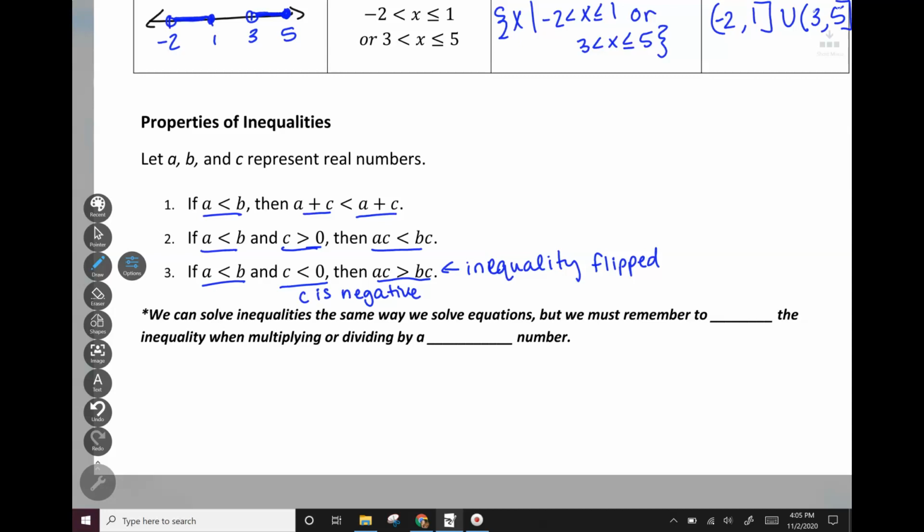So look at my bold statement. We can solve inequalities the same way we solve equations, but we must remember to flip or reverse or whatever word you want to use. You need to flip that inequality when multiplying or dividing by a negative number. So if you're solving it and you need to multiply or divide by a negative number in order to solve, just make sure you flip the inequality.